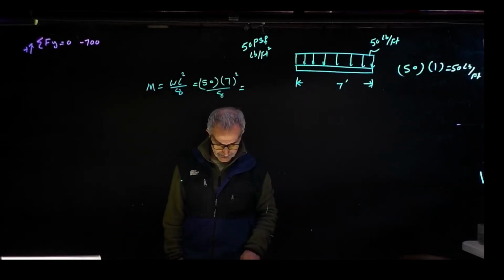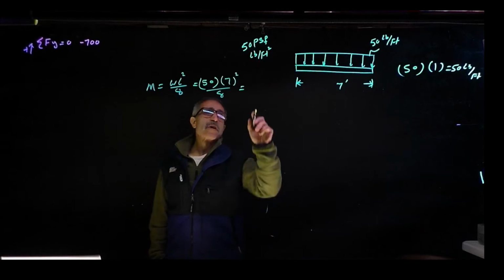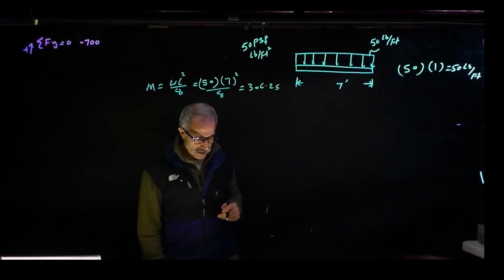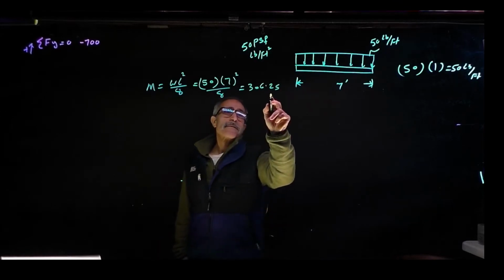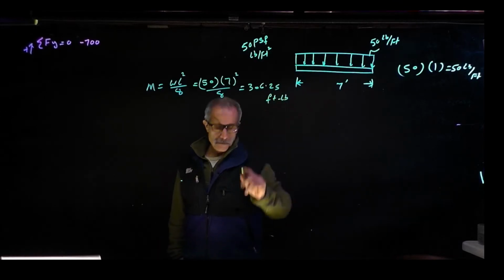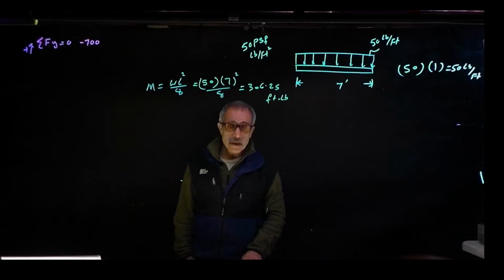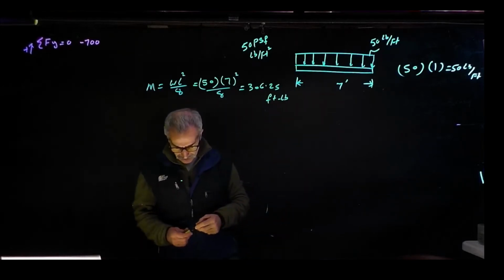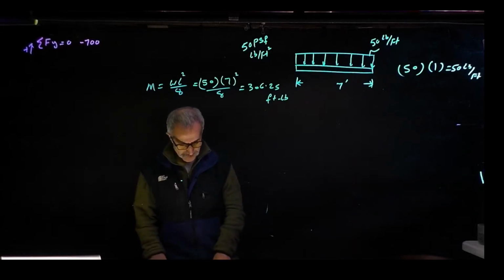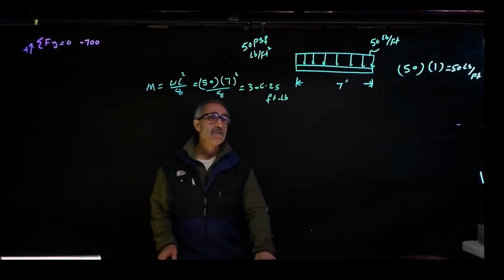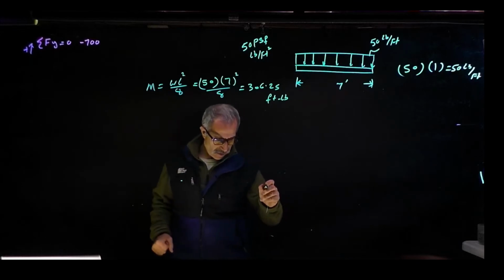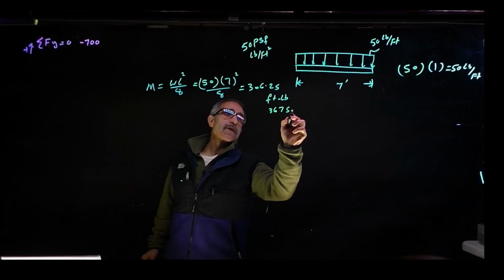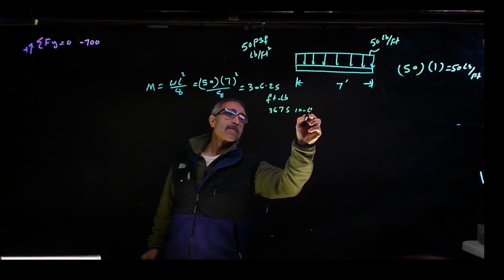306.25, and that's going to be foot-pounds. So now I'd like to convert this to inch-pounds because we're dealing with inches here. So if you multiply that by 12, it's going to become 3675 inch-pounds.